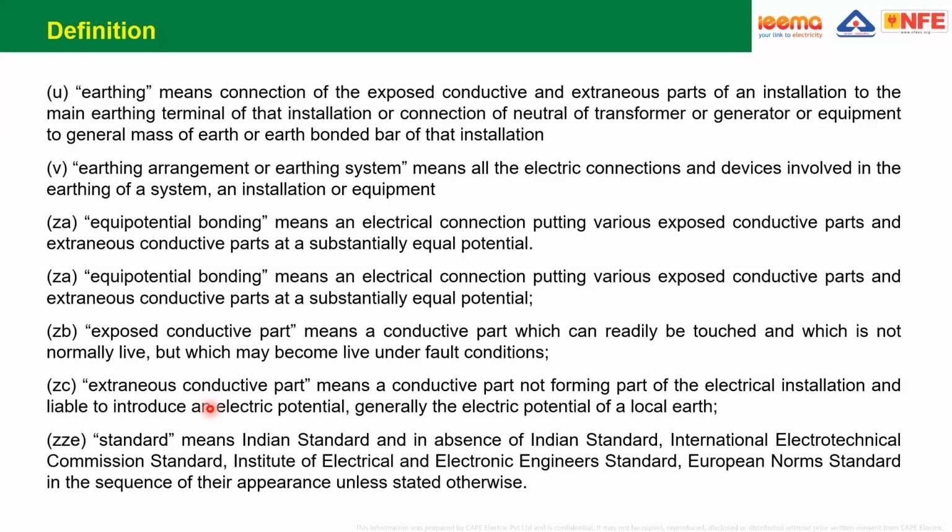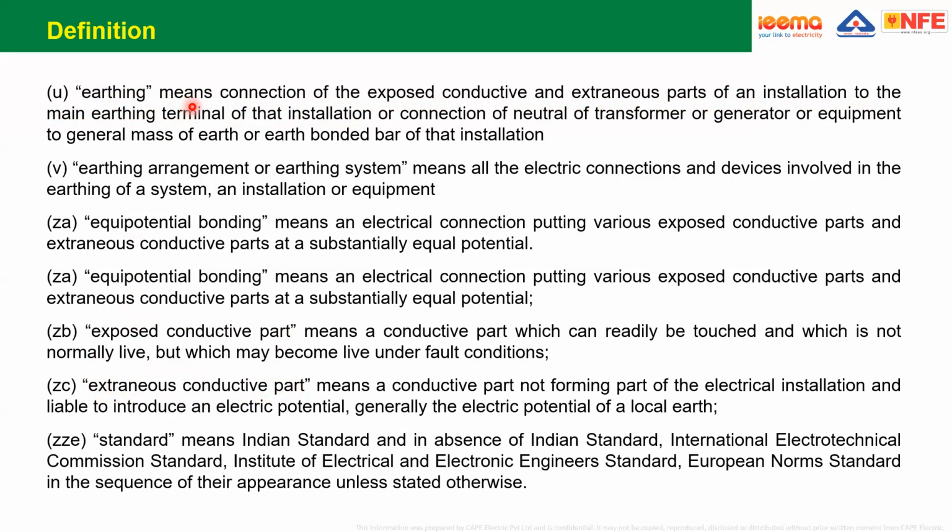Very sorry. So see these definitions. Exposed conductive part means a panel board body. Extraneous conductive part means other metallic objects in a particular location. So now you see the definition of earthing. Earthing means connection of exposed conductive and extraneous conductive parts of an installation to the main earthing terminal of that installation. So what is main earthing terminal? There is a definition. It says it's a bus bar. Earthing means connecting exposed and extraneous conductive parts to a bus bar.